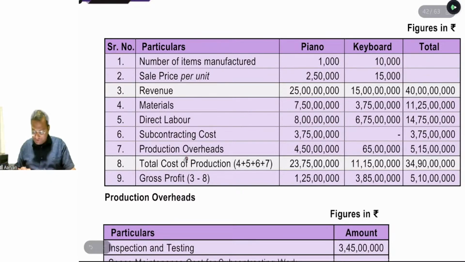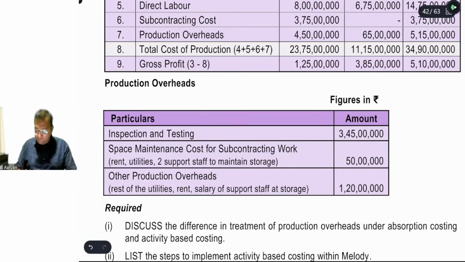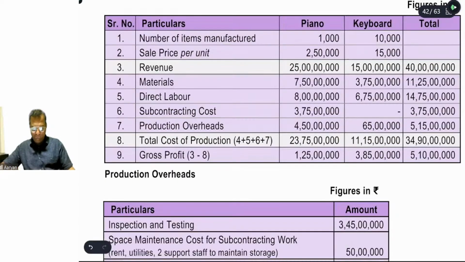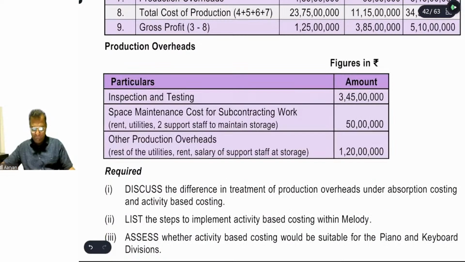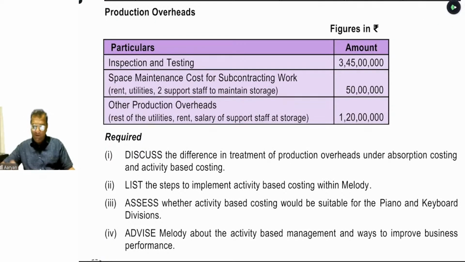Okay. Production overhead is 5,15,000 that has been bifurcated into piano and keyboard, and the detail are given here. So the gross profit has been provided to you. What is the total of the production overhead? 5 crore 15 lakh. Please make a total of all these three, whether this total comes to 5 crore 15 lakh or not. ये बेटा 5 crore 15 lakh आ रहा है.